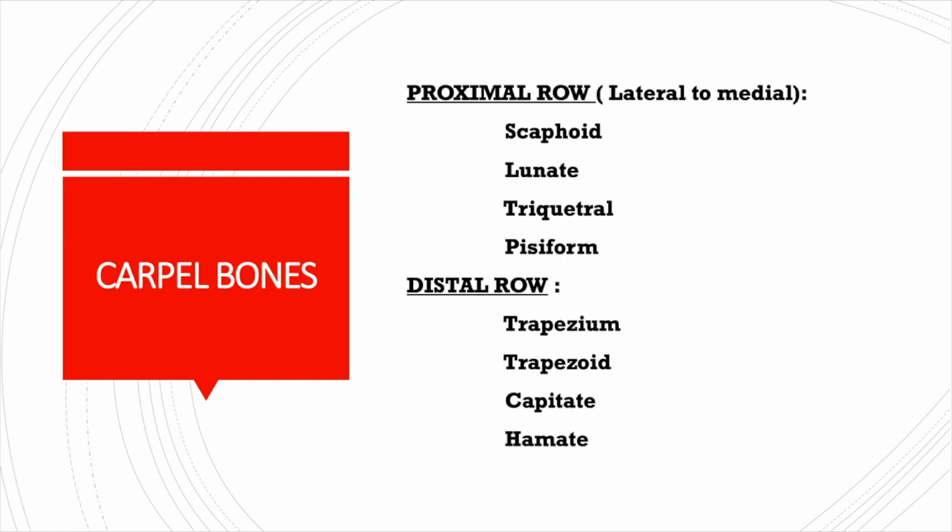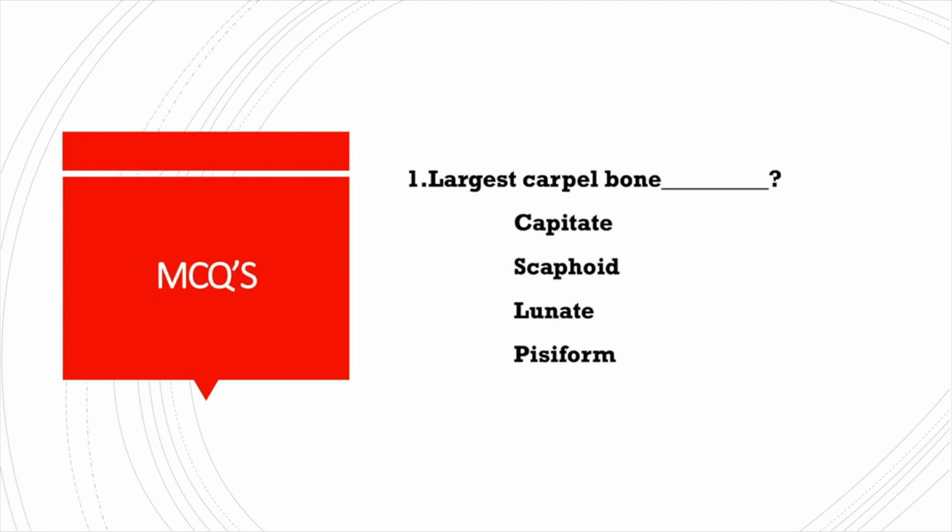Then carpal bones. Proximal row from lateral to medial: scaphoid, lunate, triquetral, pisiform. In distal row: trapezium, trapezoid, capitate, hamate. MCQs. Largest carpal bone: capitate, scaphoid, lunate, pisiform. Answer: capitate.